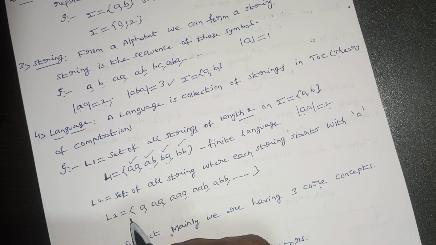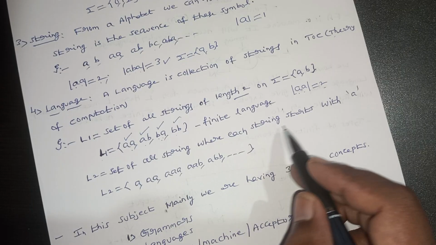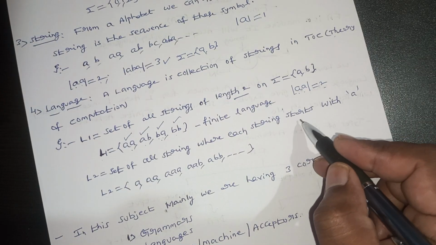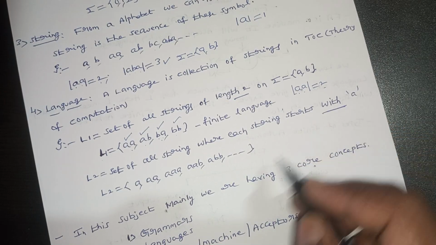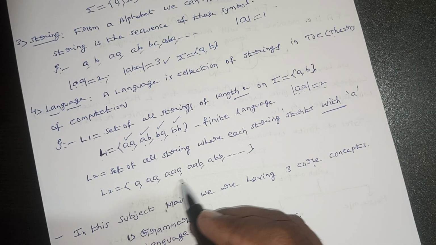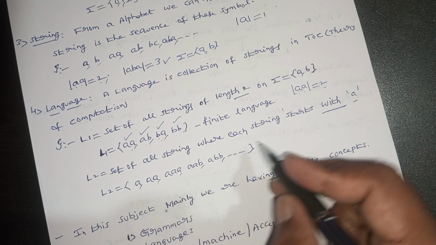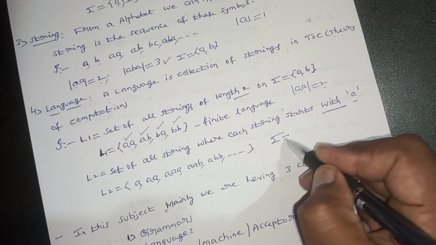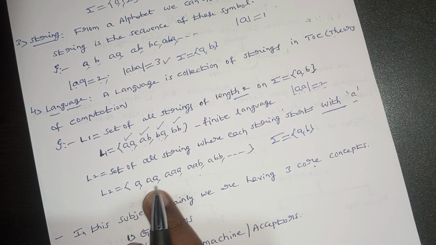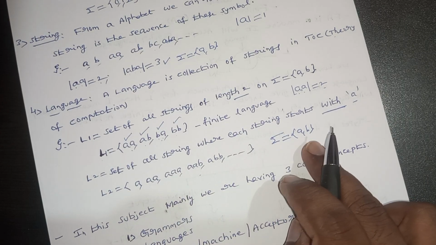Now take one more example. L2 equals the set of all strings where each string starts with a. See, one thing you have to make a note of: there will be one condition given. What is the condition they have given? If you take a language, in that language each string must and should start with a. Now can you tell what sigma is here? Sigma equals {a, b}. That is sigma here. So you take strings like a, aab, abb. So what is sigma here? Sigma equals {a, b}.